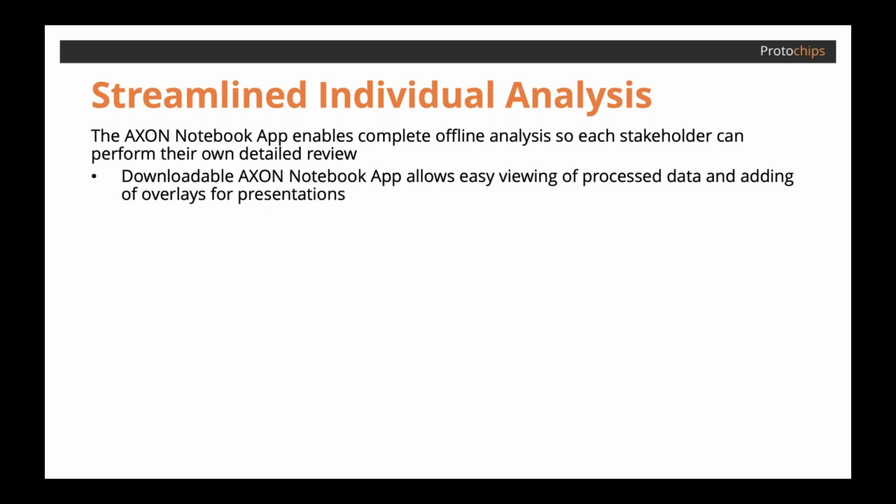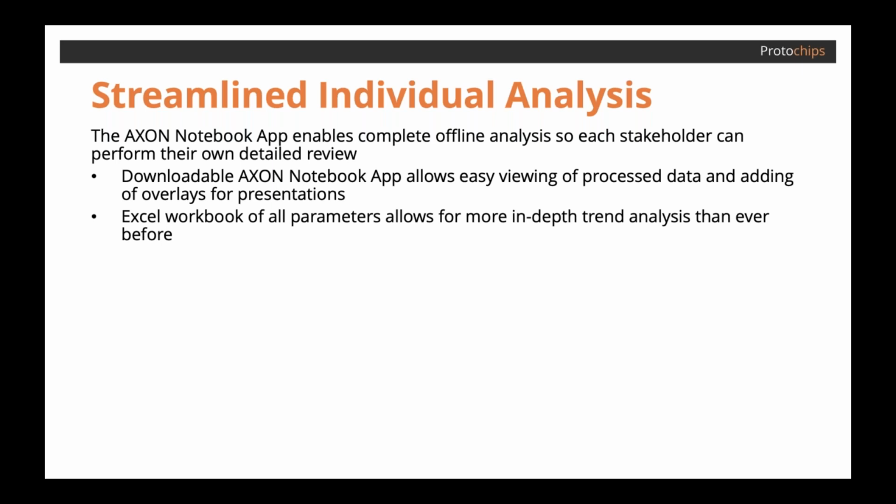The AXON Notebook app is a free download, and it allows easy viewing of all the process data, and it allows you to add those overlays and prepare for presentations and publications. And the Excel workbook of all the parameters allows for more in-depth trend analysis than you were ever able to accomplish before, because there's a multitude more data there than you typically would get.